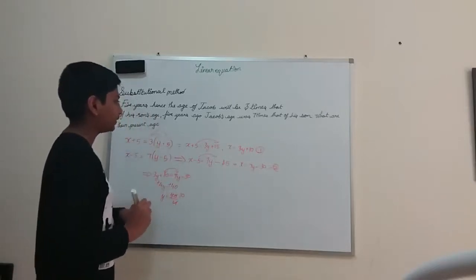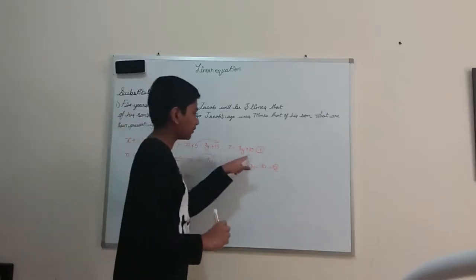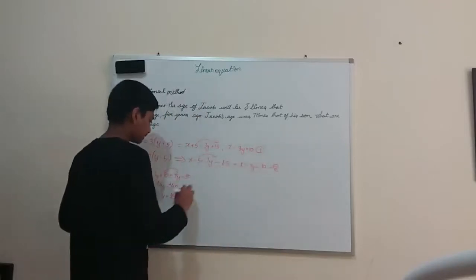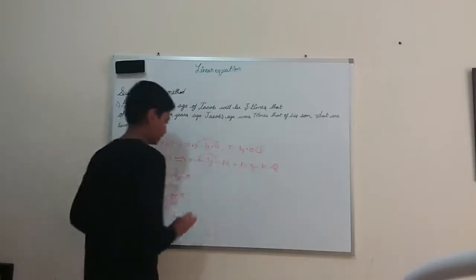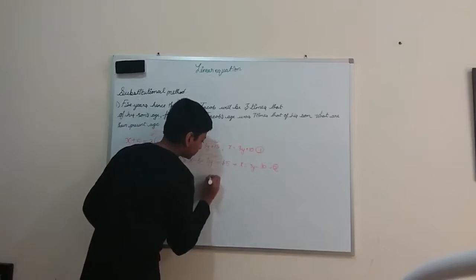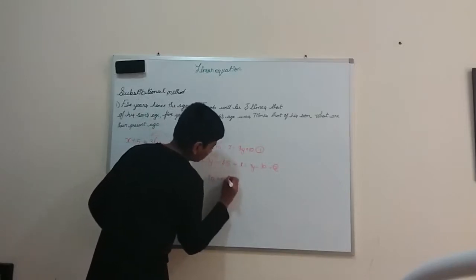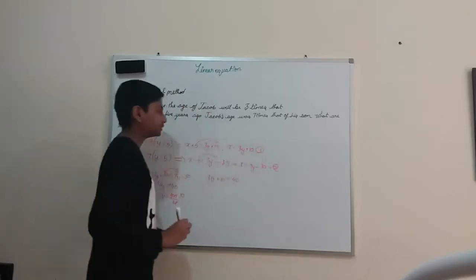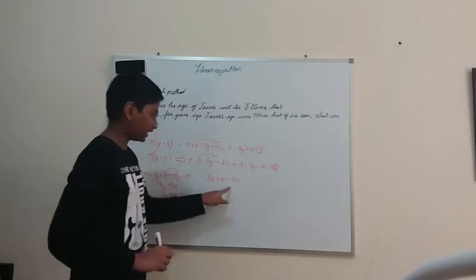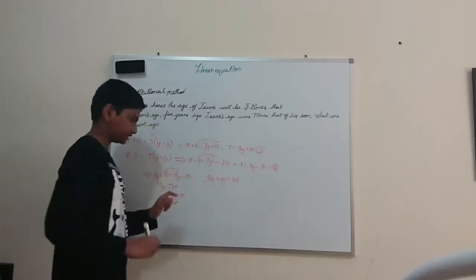Now let's find the value of x. So x is equal to 3y plus 10, which means 3 into 10 plus 10. 3 into 10 is nothing but 30, and 30 plus 10 is nothing but 40. So Jacob's present age is 40 and his son's present age is 10.